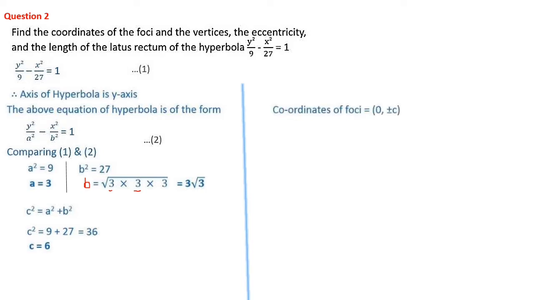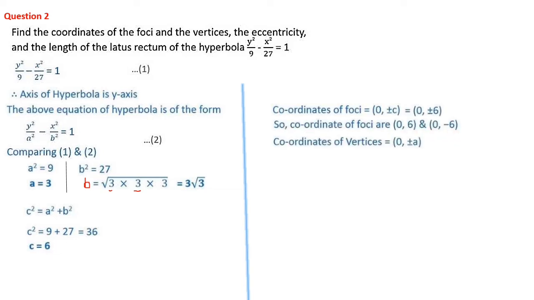Coordinates of the foci. Here the axis of the hyperbola is y-axis. The foci will be on the y-axis. So 0 comma plus or minus c. C value we have 6, that is 0 comma plus or minus 6. The coordinates of foci here are 0, 6 and 0, minus 6.